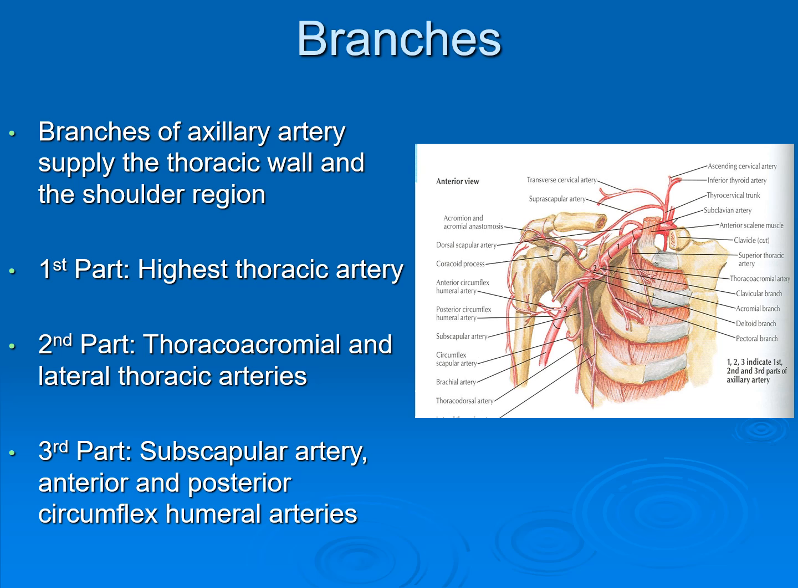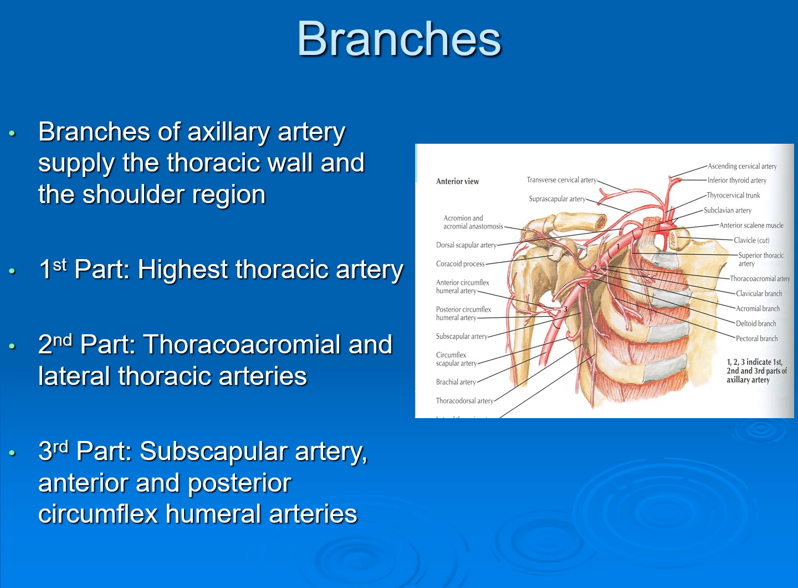When you look at this picture, you'll be able to take your time and find these relations and try to know the branches from each of the parts, the first part, the second part, and the third part. You'll be able to identify, for example, the posterior circumflex humeral arteries from the third part. You can also appreciate the subscapular artery. You can see it right here.